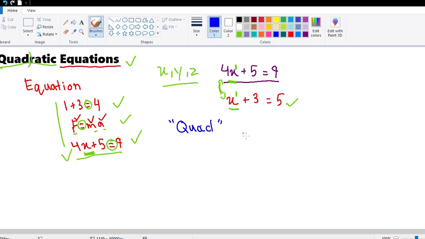So what does this word mean, quad? Well, it means square. And now, what is it the square of? Is it literally the square right here? Well, no, it's not that square at all. It's actually more like the square of a variable. So, quad means square, and it basically means the square of the variable.